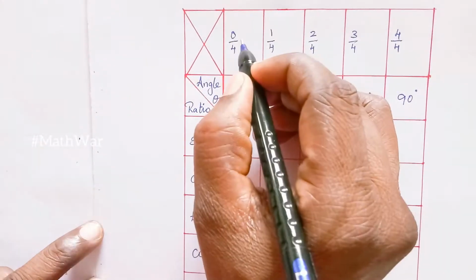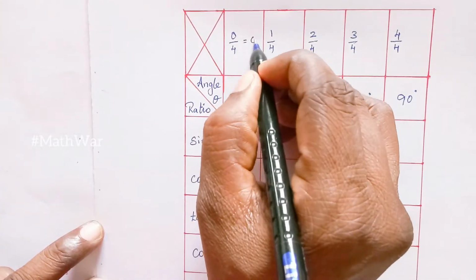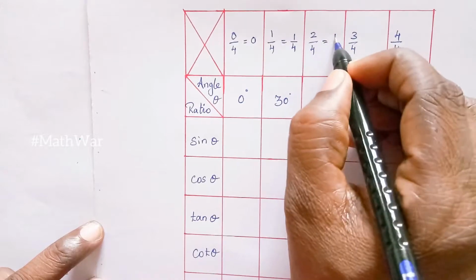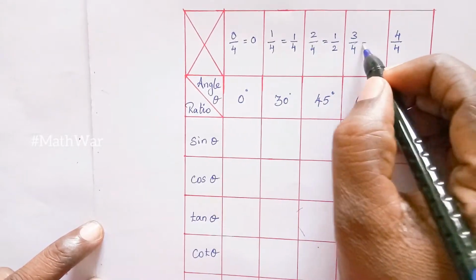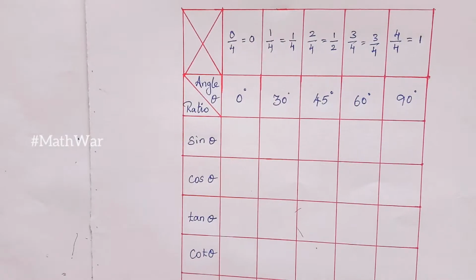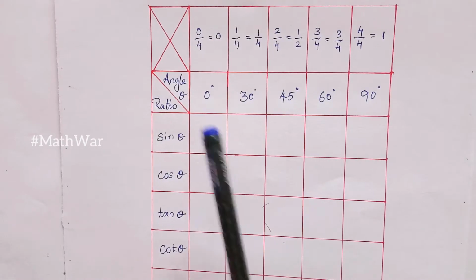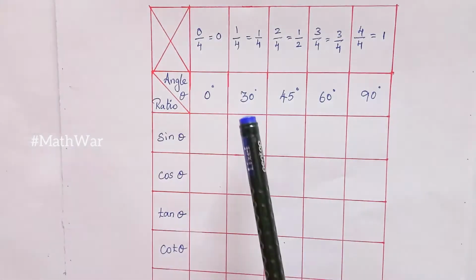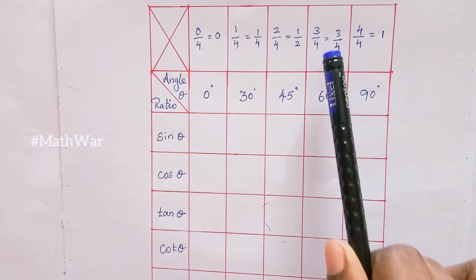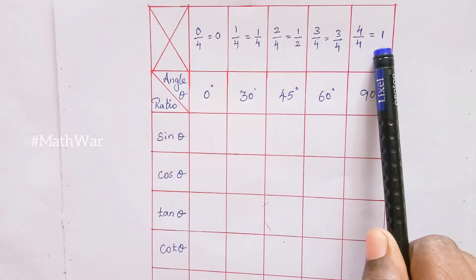Now you want to find out the answer. 0 by 4 is 0, 1 by 4 will come as it is, 1 by 4, 2 by 4 is nothing but 1 by 2, and 3 by 4 will come as it is, 3 by 4, and 4 by 4 answer is 1. Now for 0 degree we got 0, 30 degree 1 by 4, 45 degree 1 by 2, 60 degree 3 by 4 and 90 degree 1.